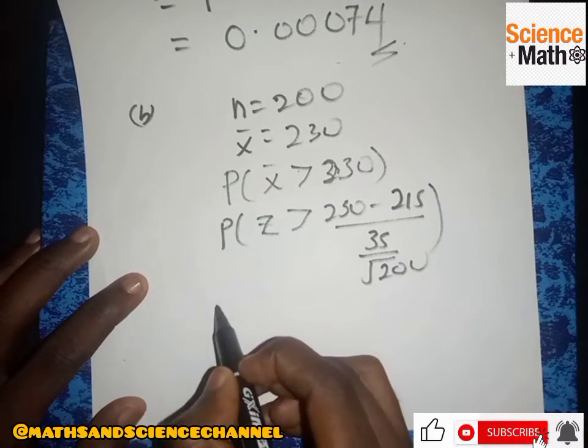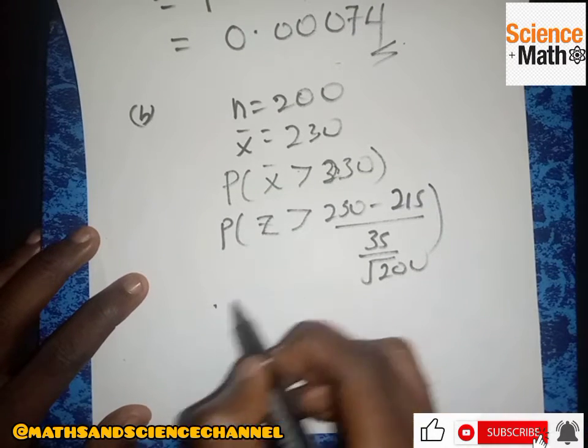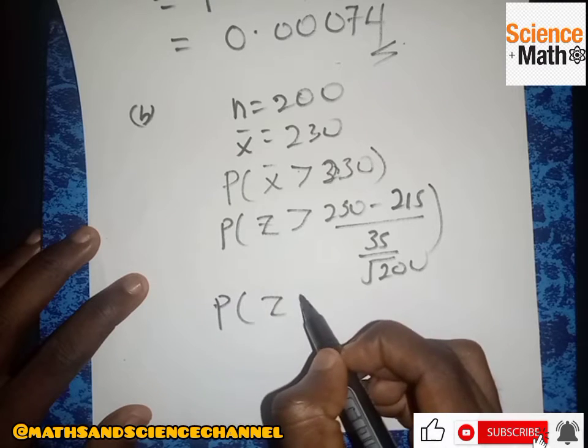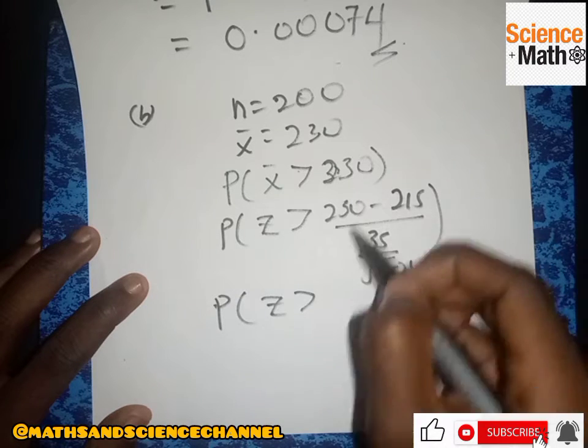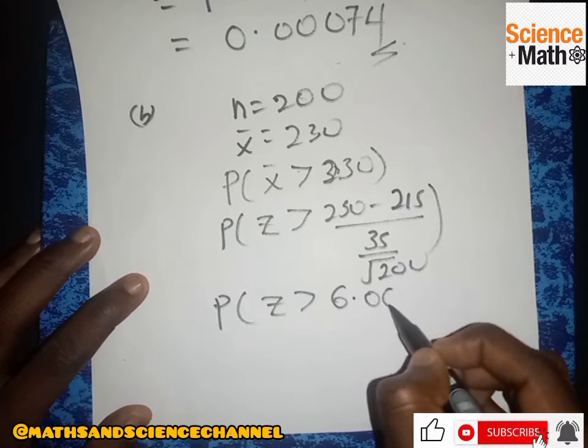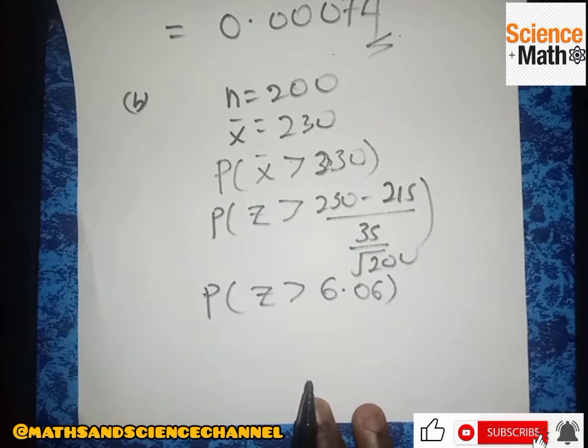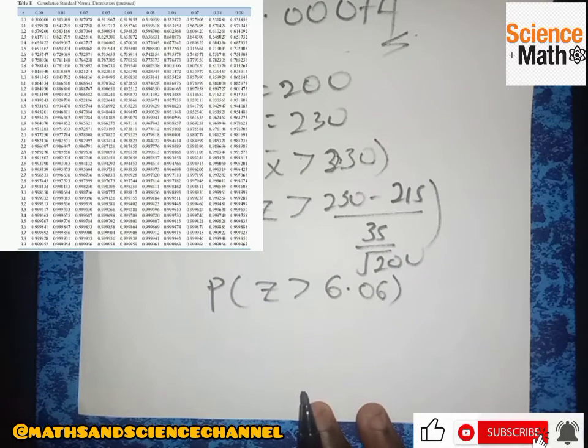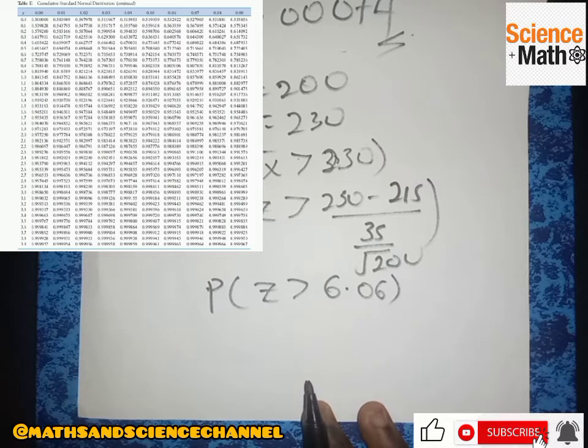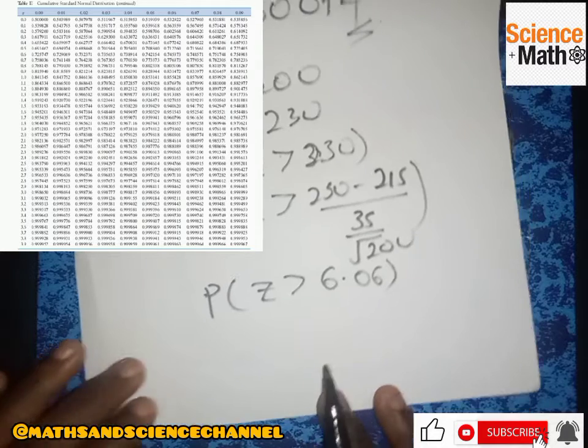So it changes, and then the probability that z is greater than, so when we compute the whole of this, we have 6.06. Now let's look at this. We have 6.06 in this case, right?